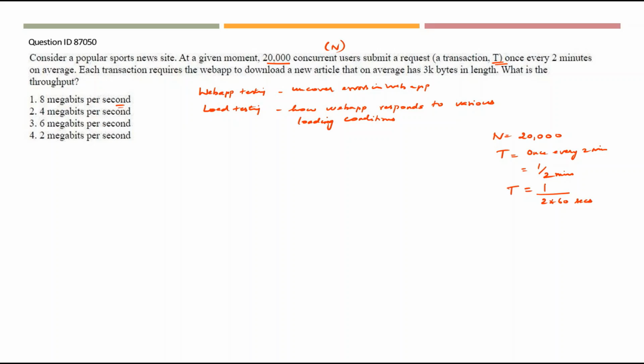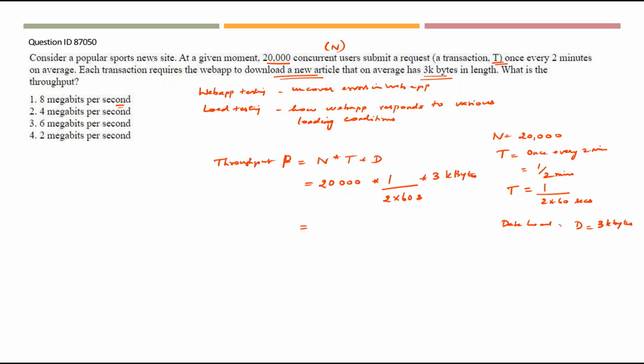Next we have the data load processed per transaction. The data load will be represented by capital D. Here they say the transaction requires the web app to download a new article. This will be the data and the size of the article will be 3K bytes in length. They are asking for the throughput. The formula for the throughput P will be capital N into T into D: 20,000 into 1 divided by 2 into 60 seconds into data, 3K bytes.